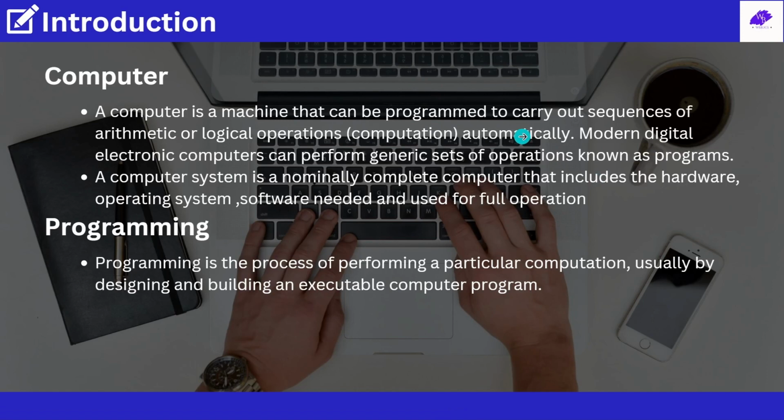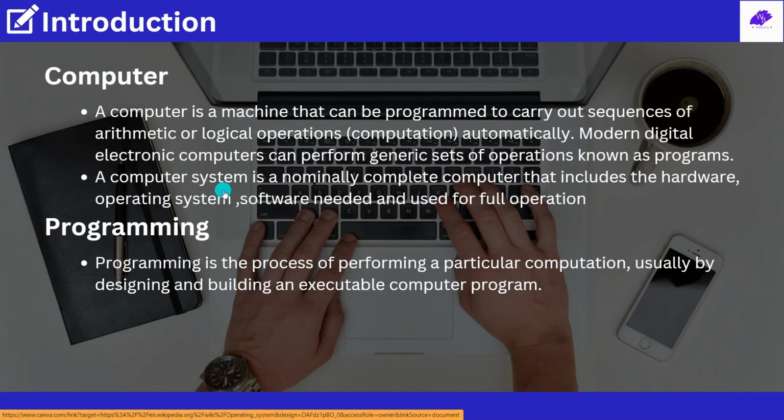That is, we have to program just once, and the rest of the time it gives us access to this type of operations. So modern digital electronic computers can perform generic sets of operations known as programs. In this modern world, programmers program a computer in such a way that it can do our work very easily in generic sets of operations. There is a well-defined set of operations which it will perform for us.